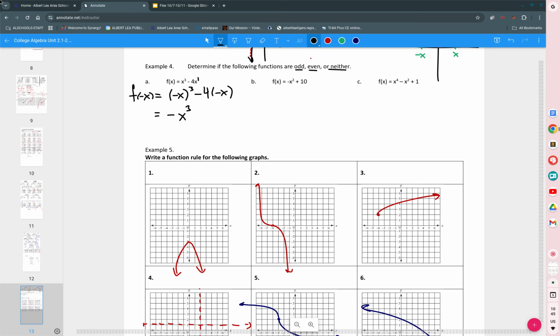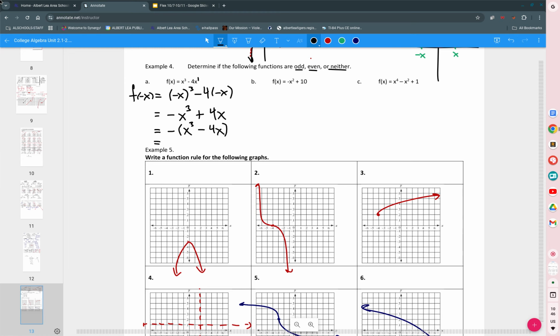Positive 4x. Is that the same as what I started with? No, it's close. It's opposite. If I factored out a negative 1, would it then look the same? Yes. So watch what happens. We factor out the negative, and I get an x cubed minus 4x. Is that the same as what I started with?